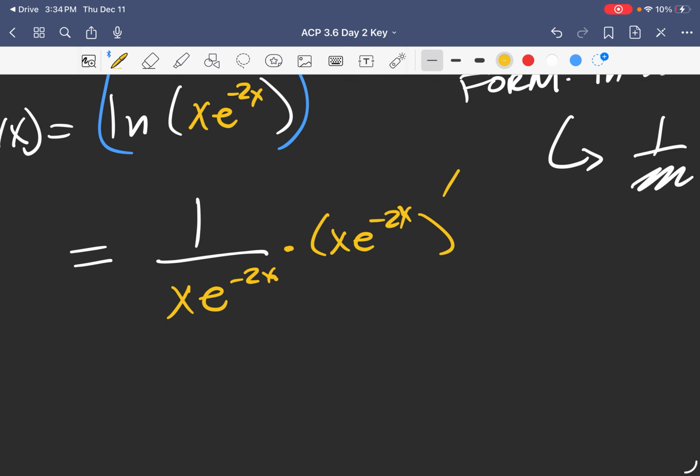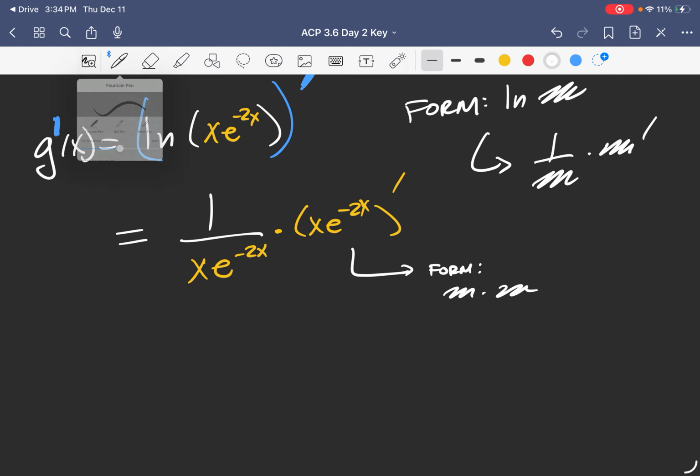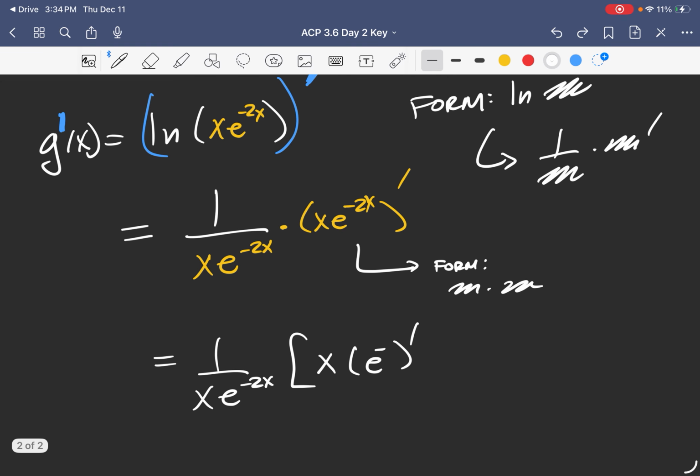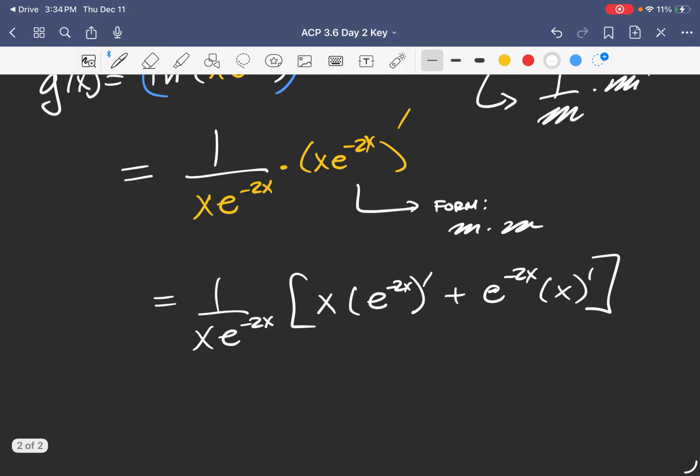So then now I have another derivative to do, and I look at this and say that the form of this thing is stuff times stuff, so it's going to be the product rule. So we're going to have 1 over xe to the negative 2x times first, derivative of second, x and then derivative of e to the negative 2x. First times derivative of second plus second times derivative of the first. Notice how I had to put that in parentheses.